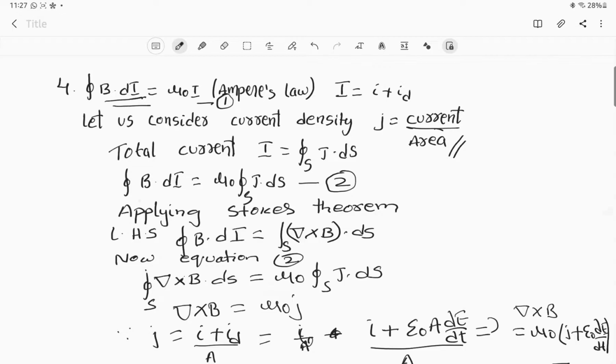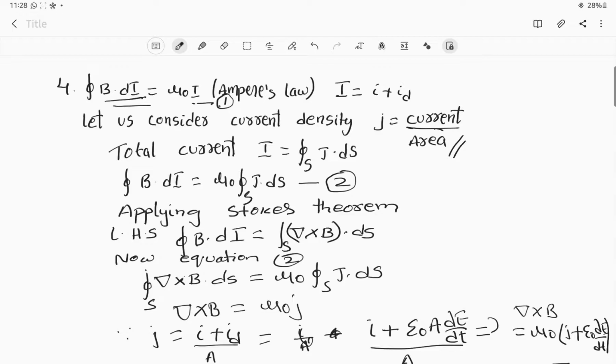So now you can rewrite equation 1 as the line integration of B into dl is equal to mu naught times the surface integration of J into ds. This is equation number 2. When we see this equation number 2, what we conclude is that the LHS is in the line integration format and the RHS is in the surface integration. So what we are doing here is applying the Stokes theorem, to convert either both LHS and RHS into either a line integral or a surface integration. So I am applying the Stokes theorem.